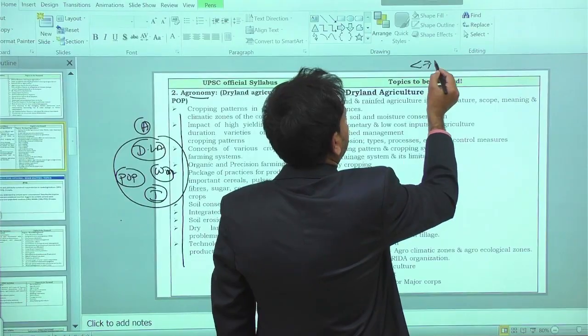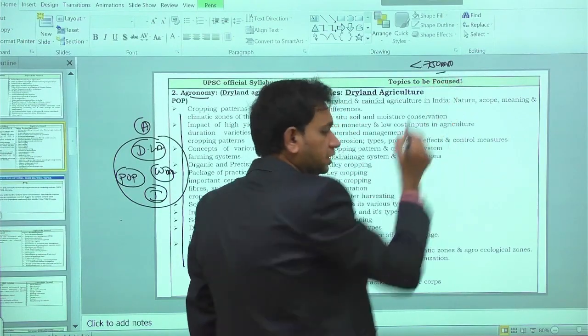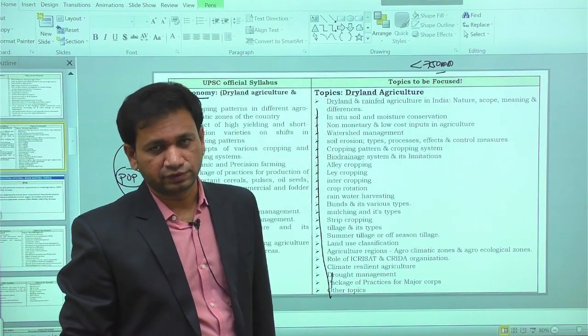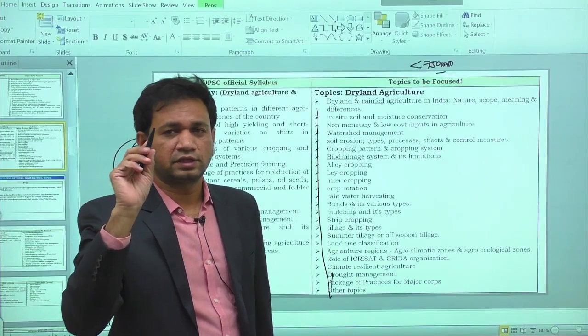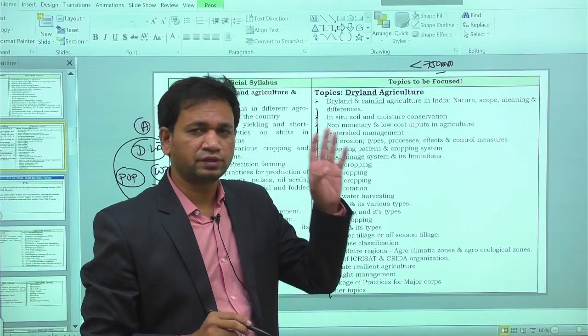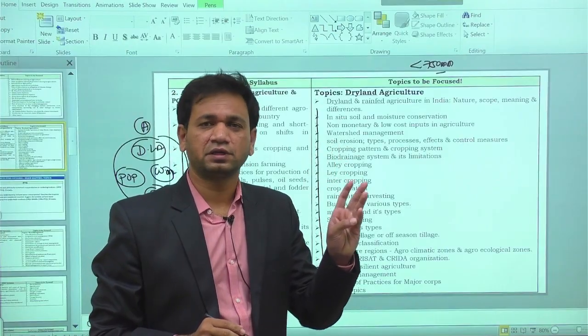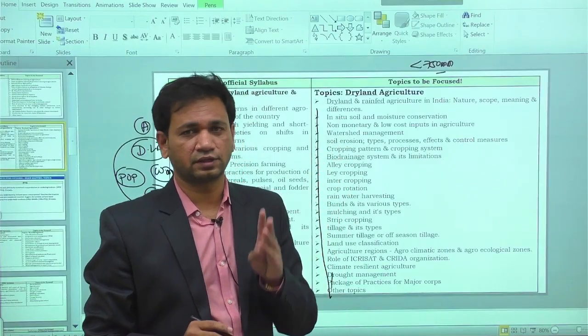Then that region is called dry farming region, we say. Based on the received rainfall, three types of farming are possible. One is dry farming, another is dryland farming, another is rainfed agriculture.